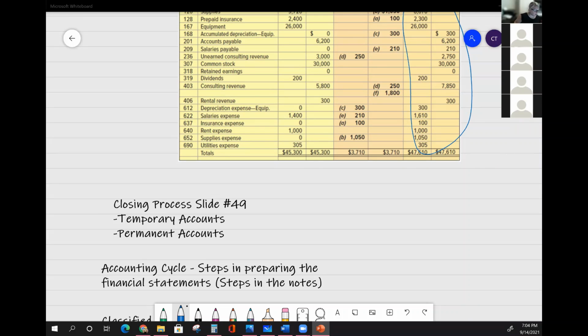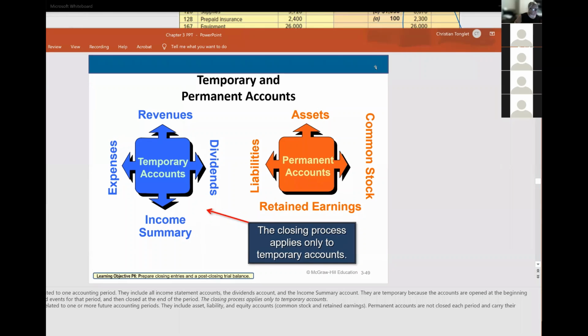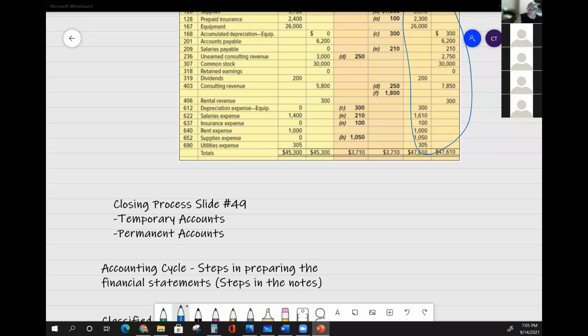Okay, so this is the slide here. So it tells you your temporary accounts, so your revenue, expense, dividend, income summary. That income summary, we're going to talk about that in just a minute. And then we have our permanent accounts. That's our assets, common stock, our retained earnings. Remember, everything rolls into our retained earnings. And then our liability account. So that is a good slide for you to look at to memorize which accounts are which in the closing process.